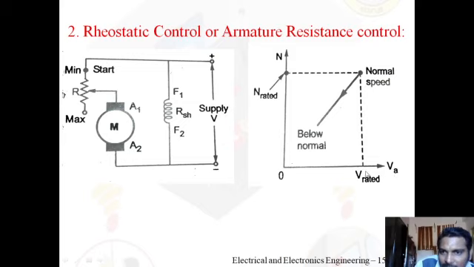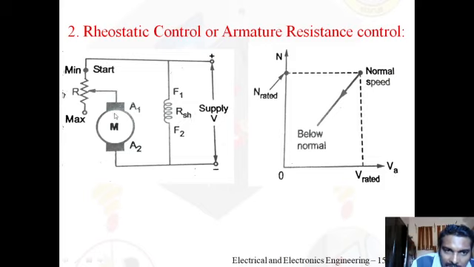So at rated voltage, the speed is normal, because the speed of a DC shunt motor is directly proportional to the armature voltage and inversely proportional to the flux. We are concentrating on armature voltage, keeping the flux constant. Here we have kept the flux constant. You can observe that the field winding resistance and current are constant, therefore the flux remains constant.